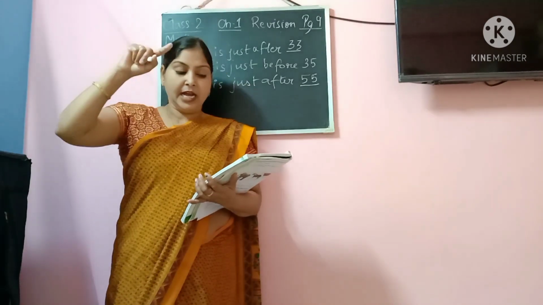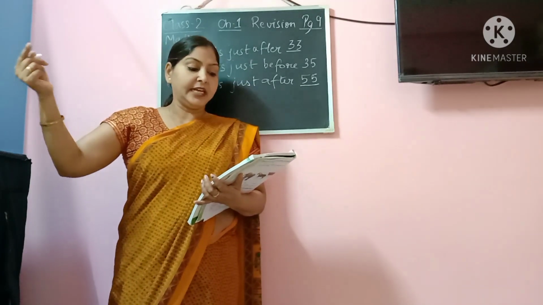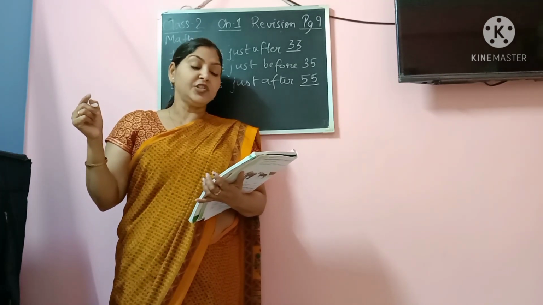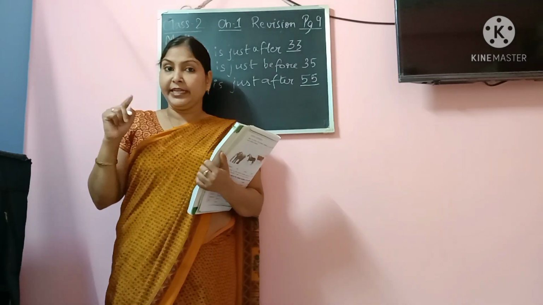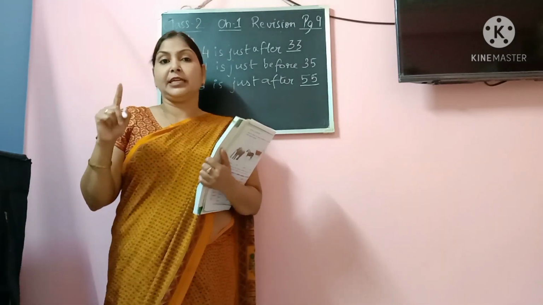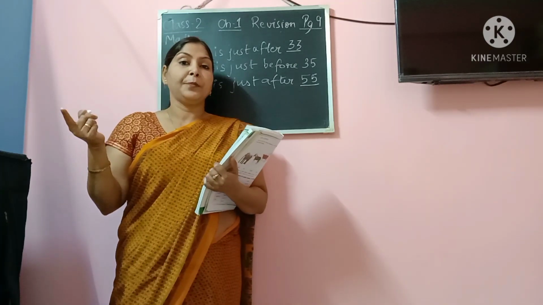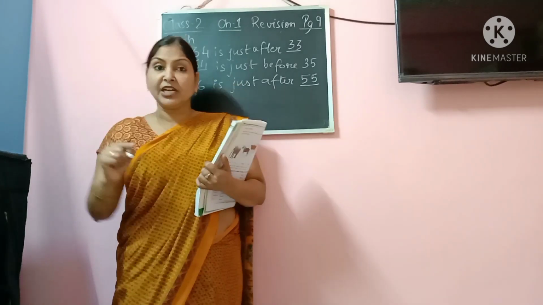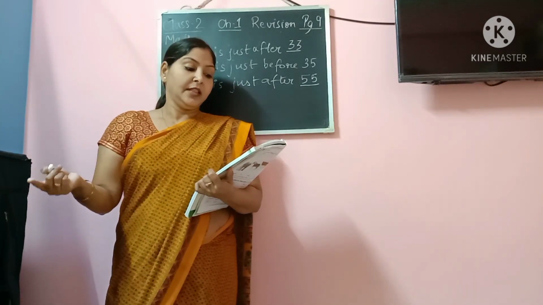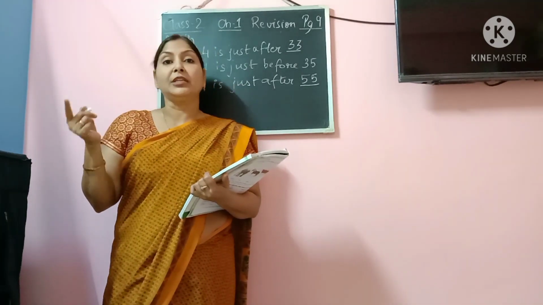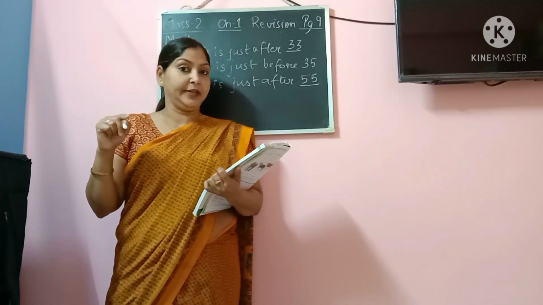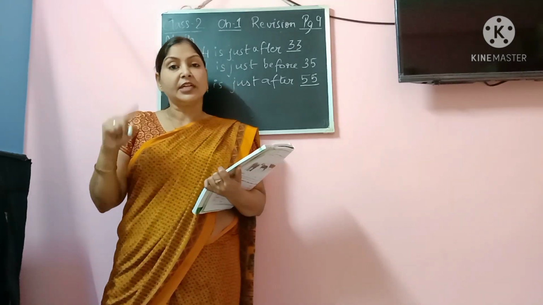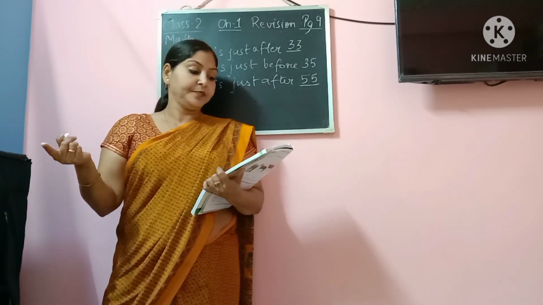Now we move to the right side, where there is one more box, a peach color box. We will be doing that now. 87 is just after which number? Try to understand. 87 is just after 86. So just after 86, 87 comes. Then dash is just before 39. What is just before 39? 38. 38 is just before 39.